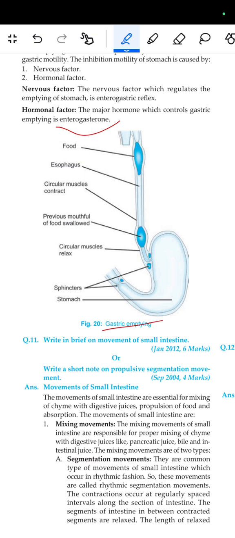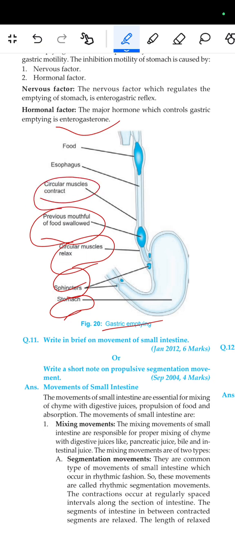Here, in gastric emptying, the stomach sphincter and circular muscle relax, the previous mouthful of food is swallowed, the circular muscle contracts, and the esophagus and food are shown.